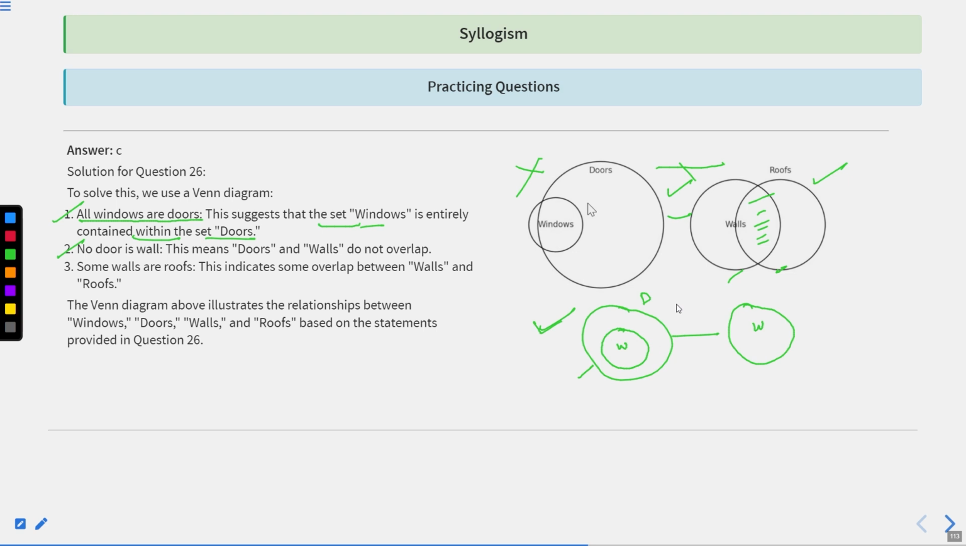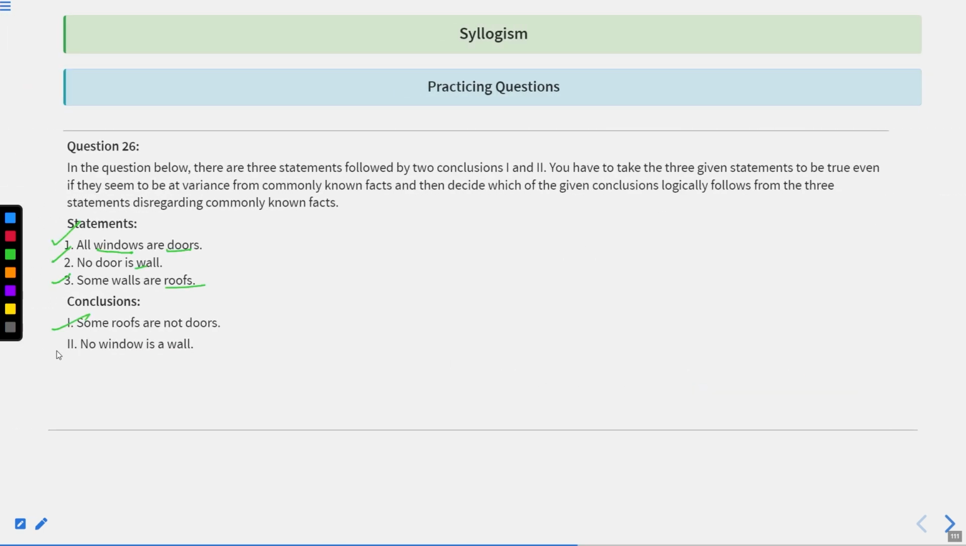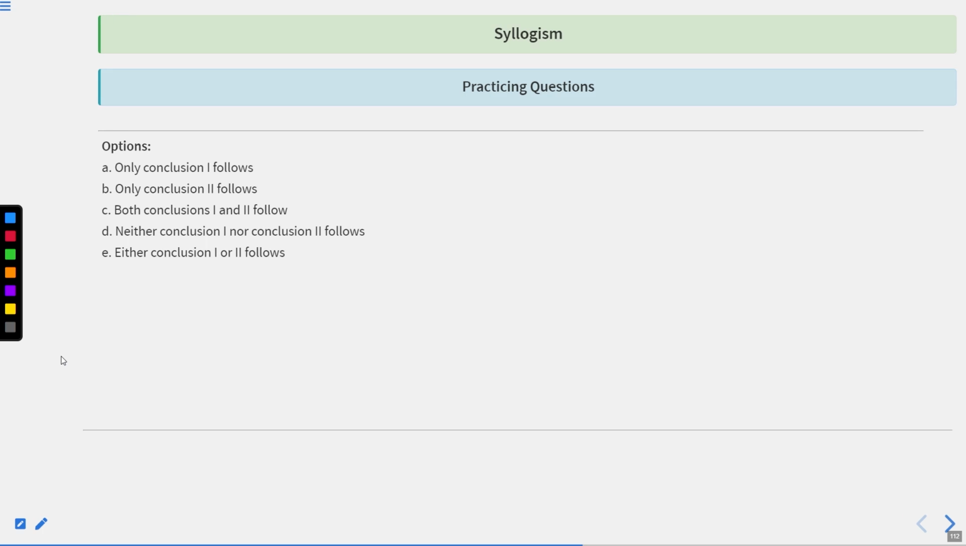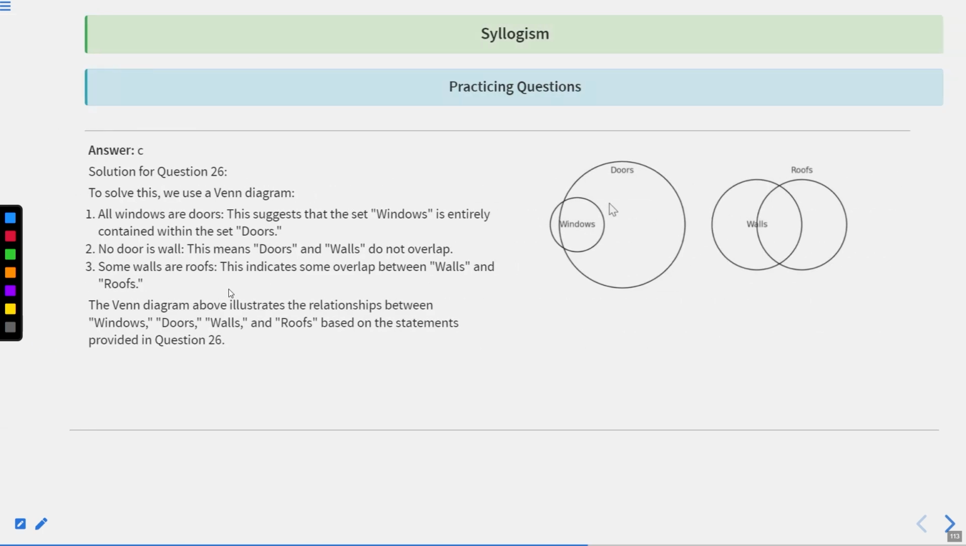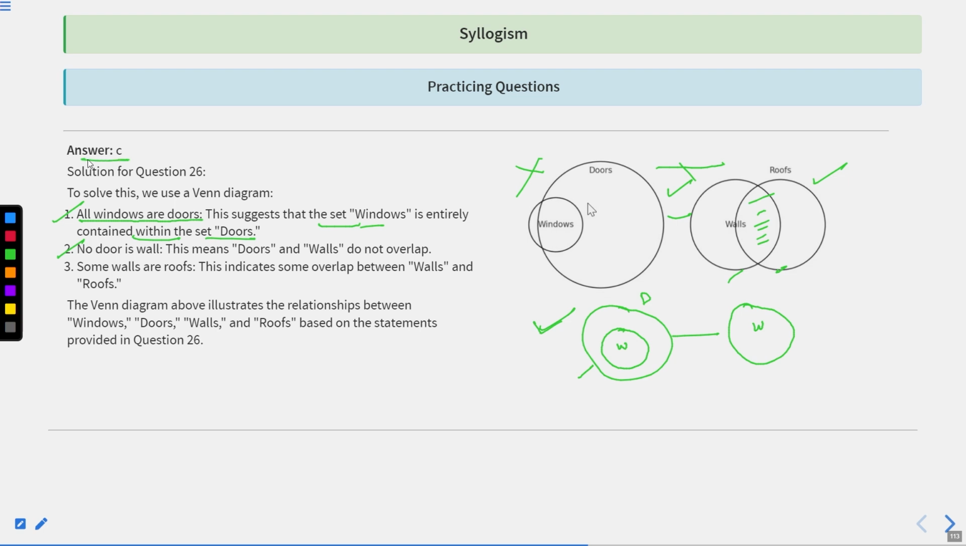No window is a wall, obviously, since no door is a wall, so obviously the windows that are contained within the wall or within the doors will have no relation with the walls. Therefore, the second conclusion also follows from the statements provided. So both conclusion 1 and conclusion 2 follow. The correct answer is answer C.